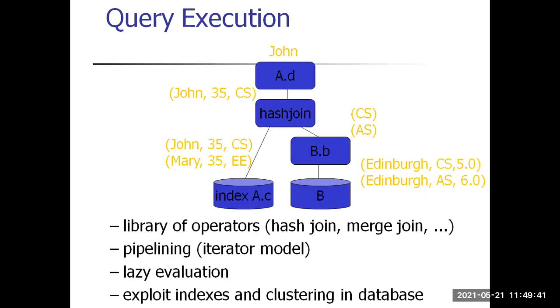Again, as an example, from A to B the value will be John, so the value John is present here. With the hash join, we are getting some values from the index on A.C and some B.B values from the B database. There is a library of operators: hash join, merge join, and many types of joins. We can use any of them as per how we can optimize the query. Pipelining will be there, exploiting indexes and clustering in the database.